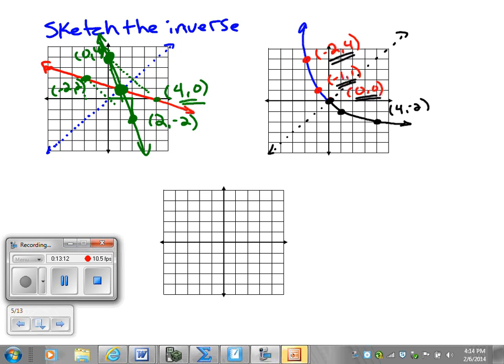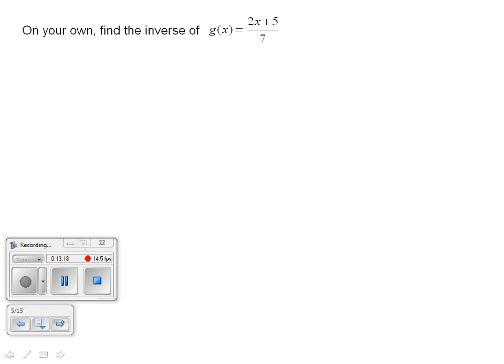Okay, so now I'm going to give you guys a little practice here. On your own, find this inverse. You can pause any time along the way. I'm just going to run through the steps in a pretty quick fashion. So go ahead and find this inverse. Remember what we did: we switched the x and y, and then we solved for y.